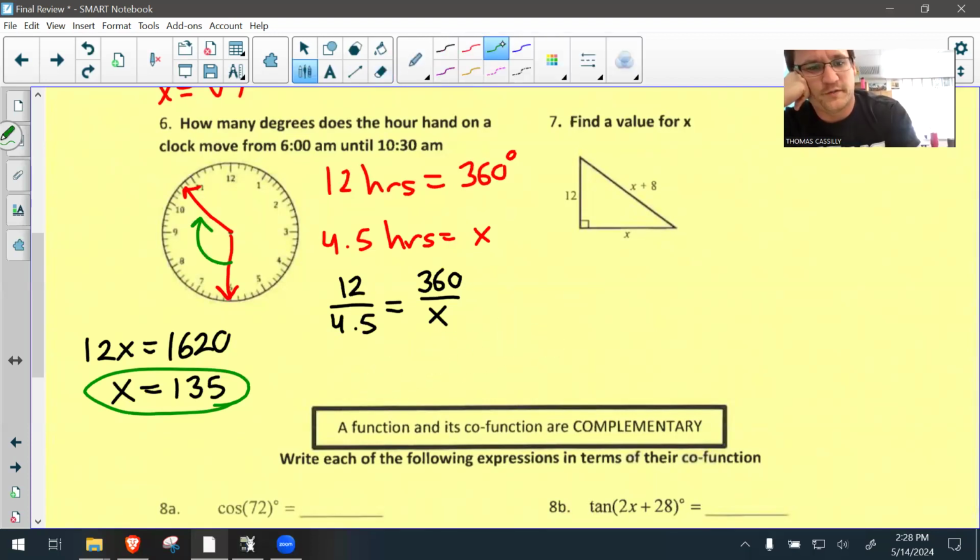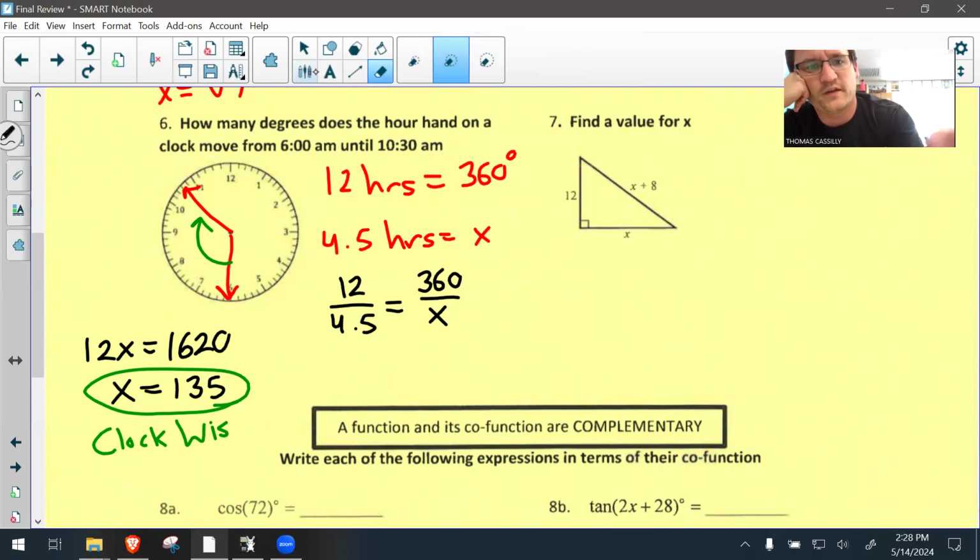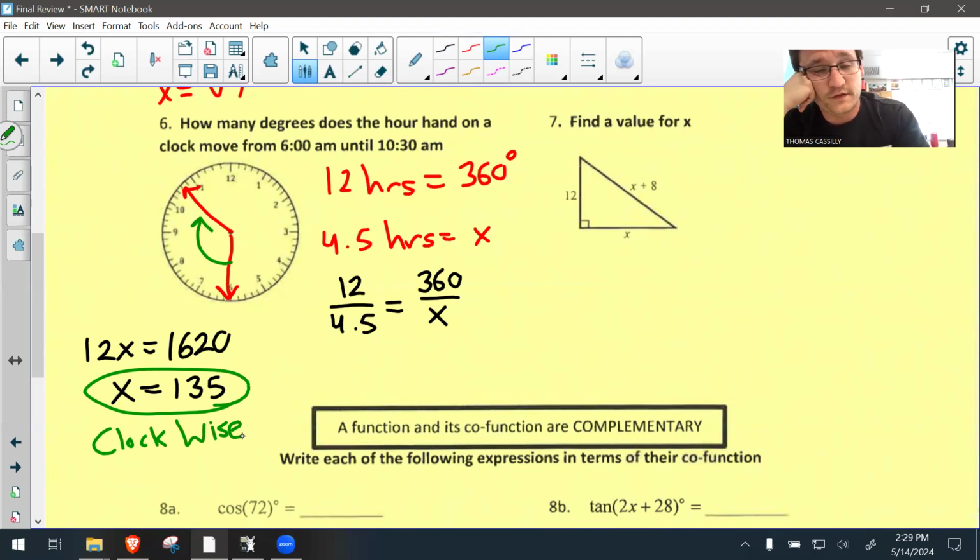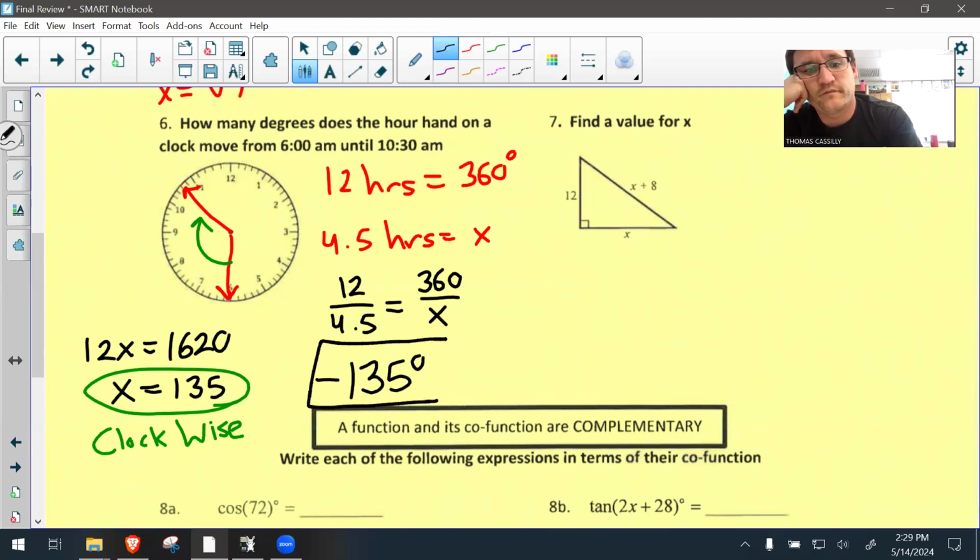Mathematicians way long ago, thousands of years ago when clocks were first invented, we said that a clockwise angle is going to be defined as a negative degree. All right. So the correct answer, the final answer here is negative 135 degrees. All right, all clockwise motion is a negative angle. Counterclockwise is a positive angle.